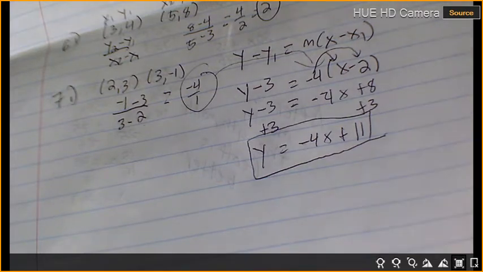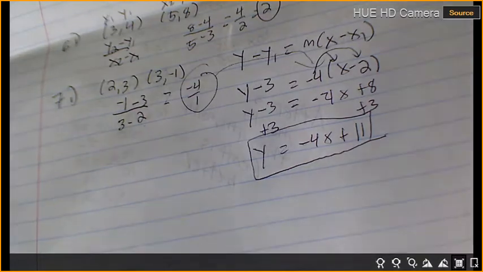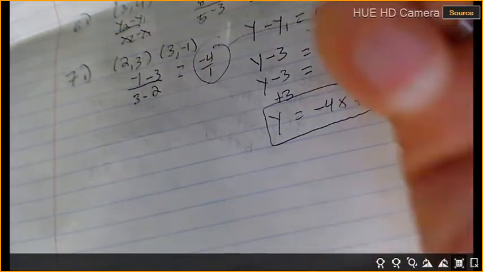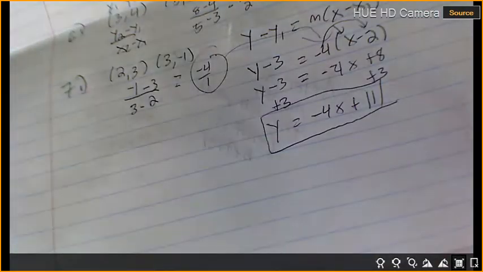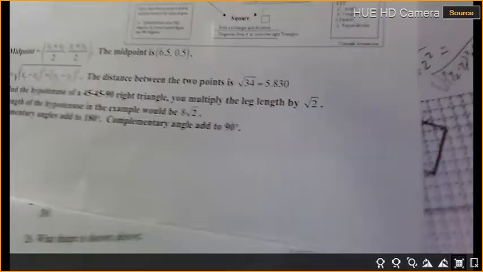Okay? All right. Let's look at number 8. Number 8 said, what is the y-intercept of a line that passes through negative 2 and passes through this point? Okay? So I'm going to get a new piece of paper. I've run out of room.